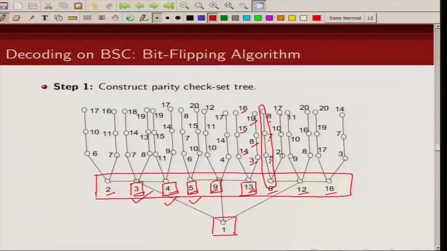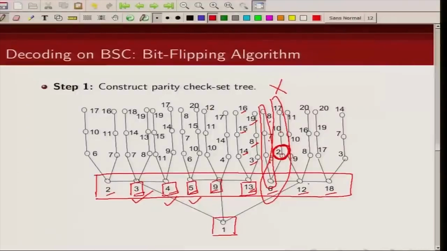6, 2, 10 and 17. Now this bit is in error. This bit is in error. So this particular parity check equation will not get satisfied.